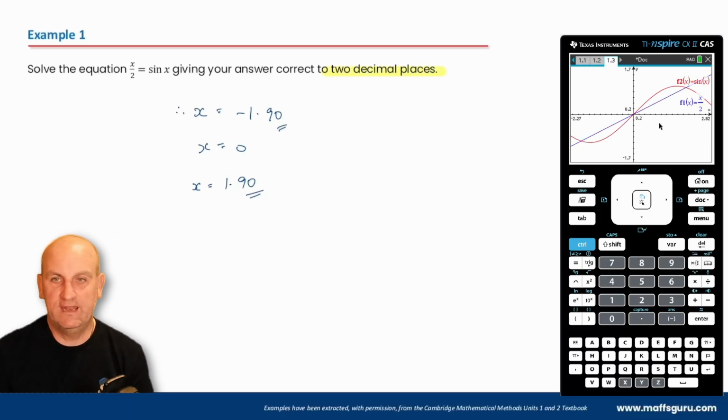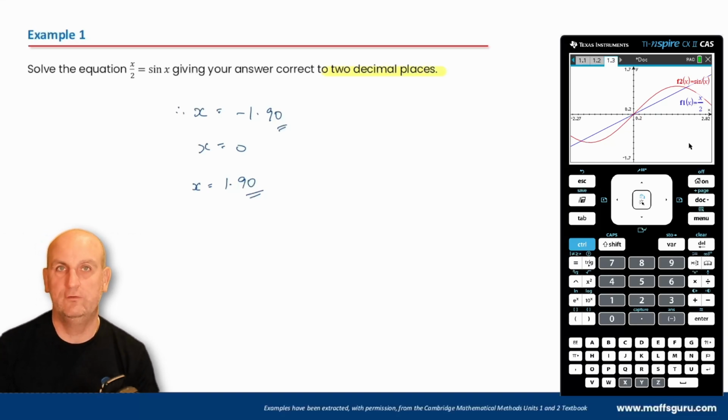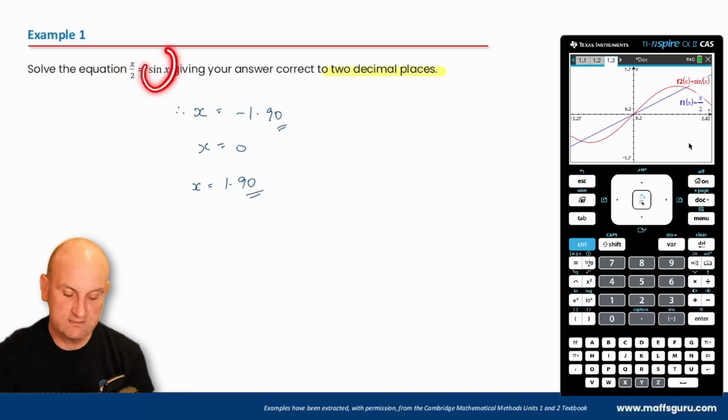When I put in my sine of x, that's my red line. When we are looking for it to be equal to, we are effectively finding the points where they intersect. And again, the number of Methods students I've taught over my years who don't grasp the basics of what that equals sign means. Find where the points x on 2 and sine of x are exactly the same, the point of intersection.